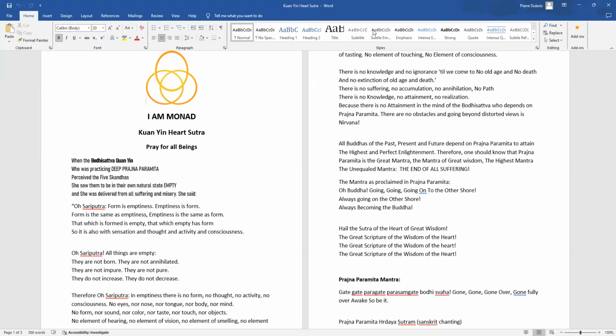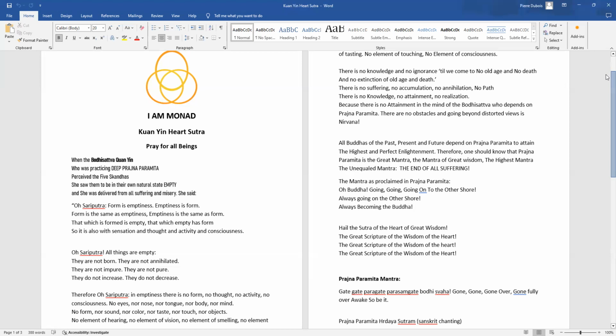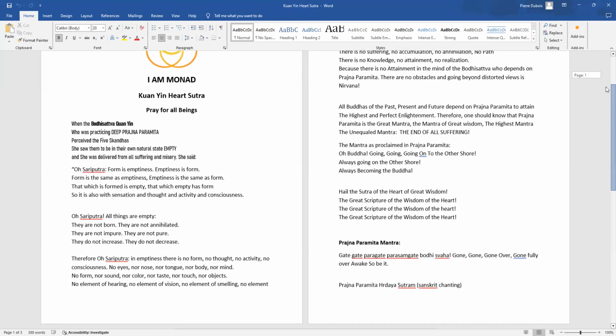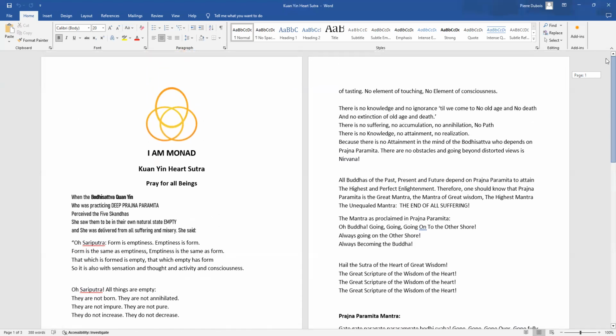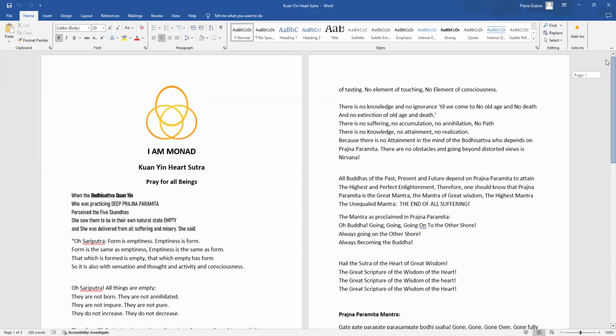What basically Kuan Yin is saying here, what I'm alluding to, is that in order for us to perceive these higher densities, we have to empty our attachment to all of these things that she enumerated, even consciousness itself. We have to empty ourselves out of the attachment to all of them. Form, everything that we have in the world, no eyes, no nose, no tongue, no body, no mind, no sound, no color, no taste, no touch, no object of hearing, no object of smelling, no tasting, no element of touching, and no element of consciousness.